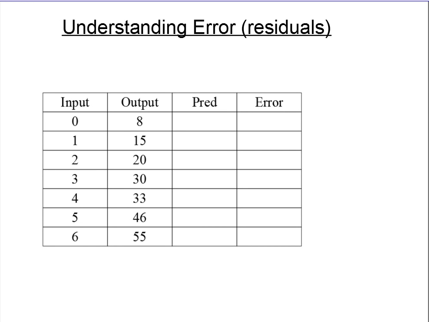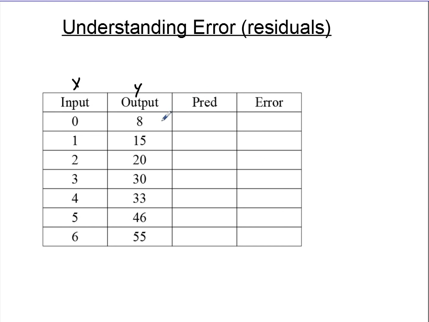Now, some points actually are above and some points are actually below a line of best fit. Understanding what this means is understanding residuals or understanding error. To calculate the error of a line of best fit, what we can do is extend our table past the input, the output, past the x and the y, into a column for predicted and a column for error.